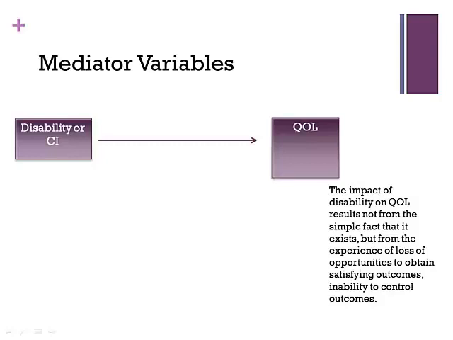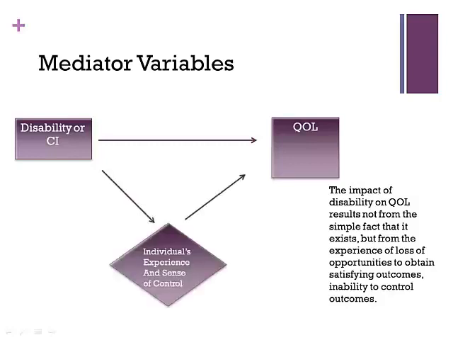So here we have two variables that appear to be related to each other. But what I'd suggest in my research is that the relationship is actually mediated by another variable, and this is the individual's experience and sense of control, experience with the disability, and their ability to control the impact of the disability in different areas of their life.